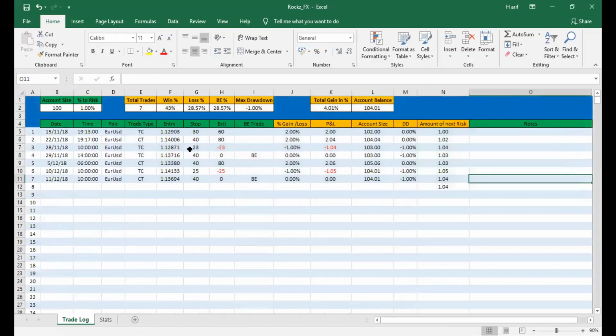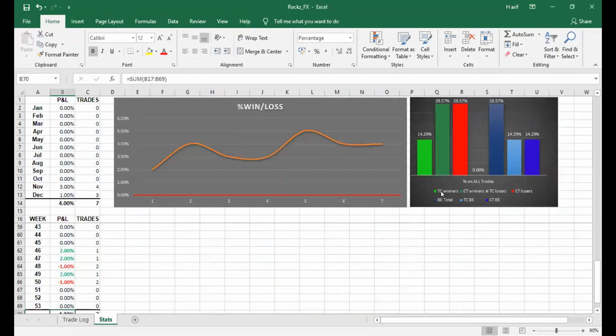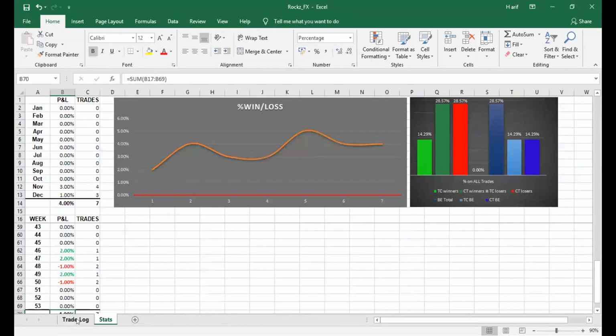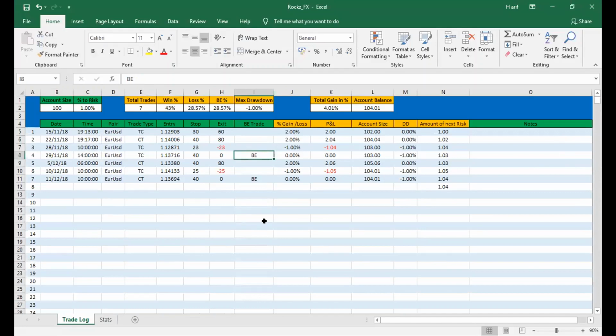So when you go to here and you want to type in under trade type, you need to do either TC or CT, which corresponds with this graph here. If you type in anything else, this graph won't be able to pick it up. So it has to be TC or CT. And again, break even has to be BE for break even. Other than that, that is pretty much all there is to it.